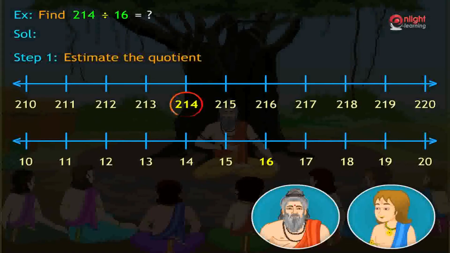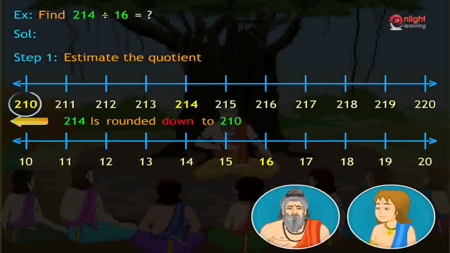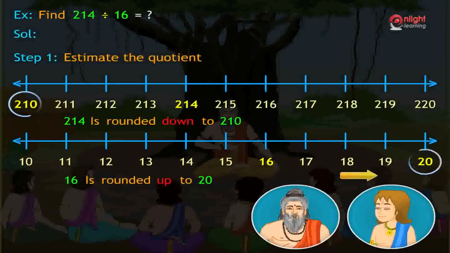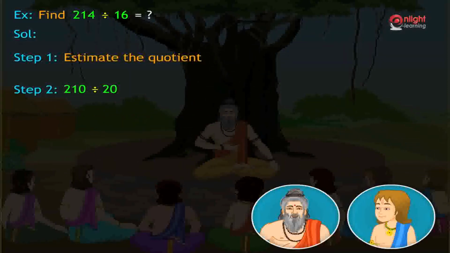214 is closer to 210. Good. So we round off 214 down to 210. To which number is 16 closer? 16 is closer to 20. Good. So we round off 16 up to 20. So now we divide 210 by 20.